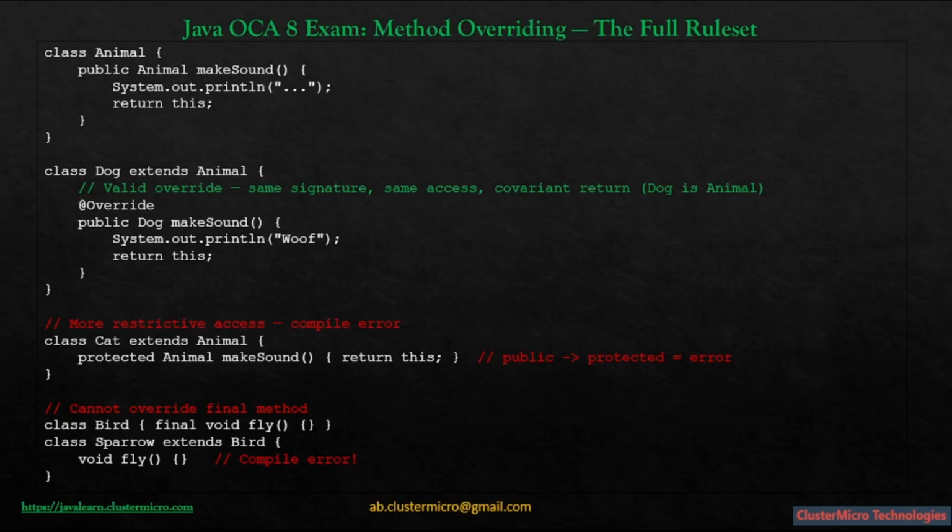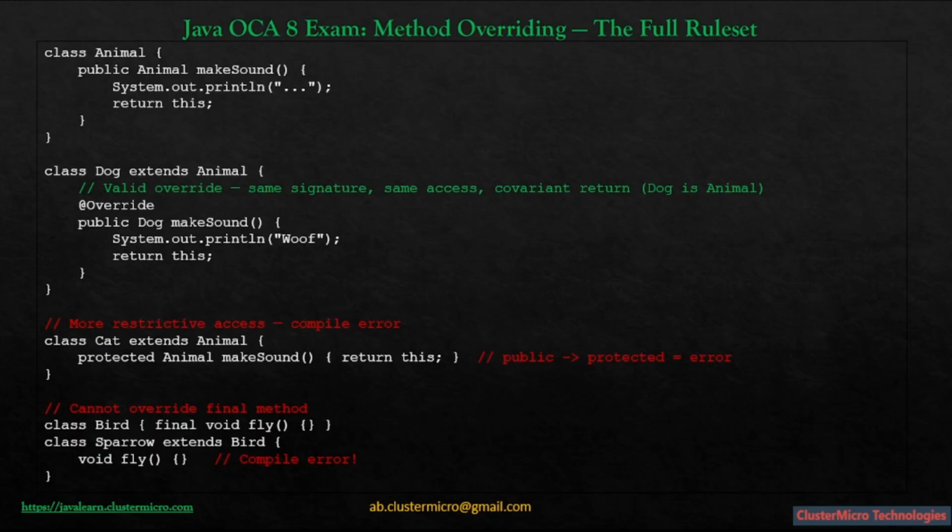So if you look at the code, we have class Animal with public Animal makeSound, return this, and then class Dog extends Animal. And you have an @Override, public Dog makeSound. So here Dog overrides makeSound from Animal. So let's check every rule. Same method name here, makeSound, same parameter list, no parameters, access modifier public in both, equal access, and return type Animal in the parent and Dog in the child. Dog is a subtype of Animal.